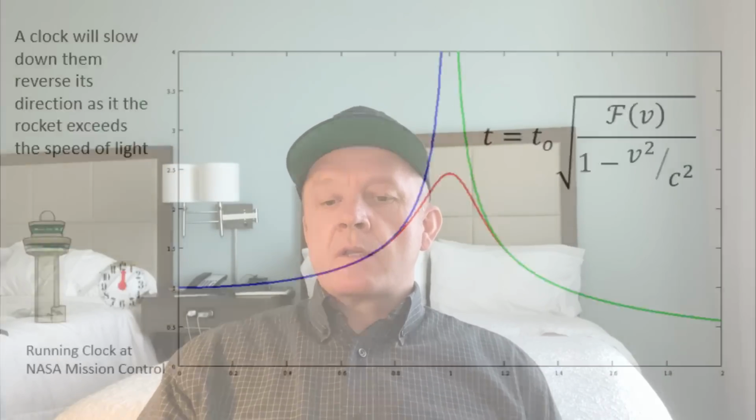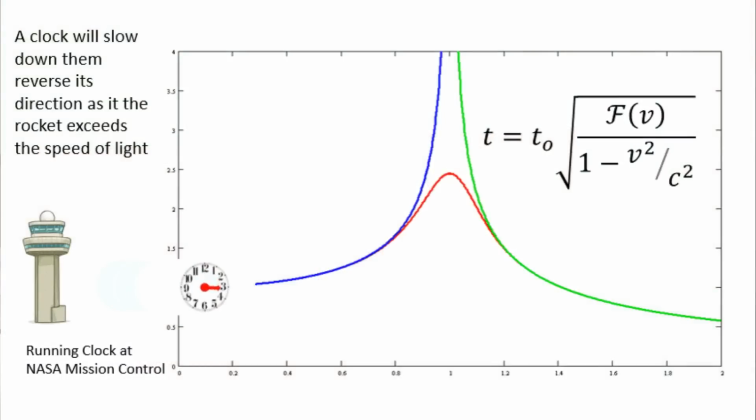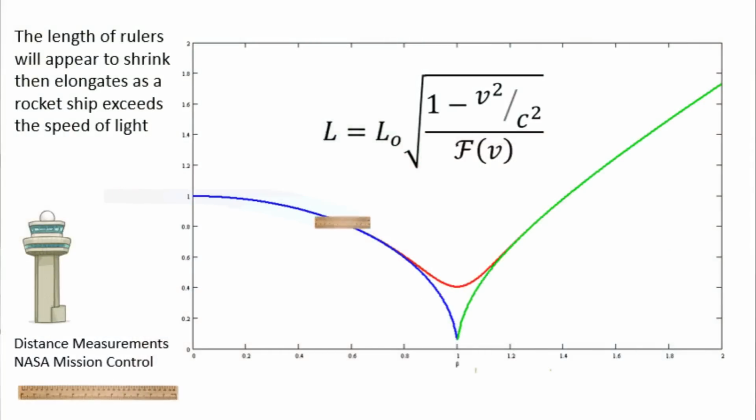Now graphically, we can see here we have a clock that starts from rest, accelerates up to the speed of light, it begins to slow down and then reverses itself as it travels faster than the speed of light. For the length contraction, we can see that our ruler, when it's below the speed of light, starts to shrink. It reaches a minimum length at the speed of light and then begins to stretch out as we travel faster than the speed of light.